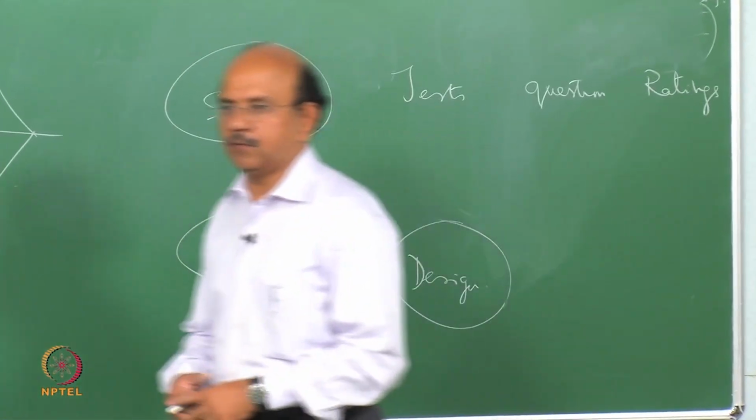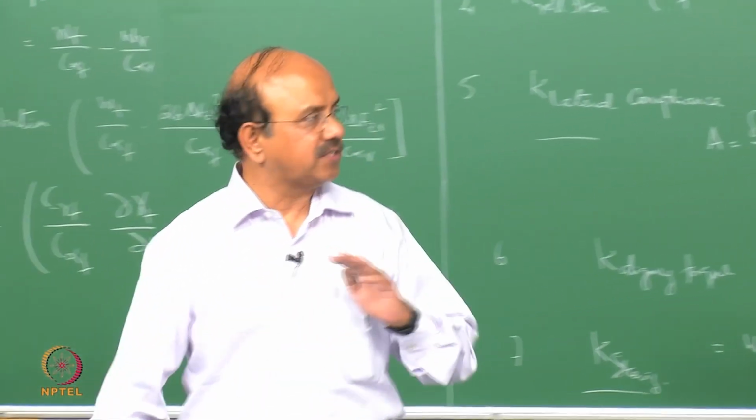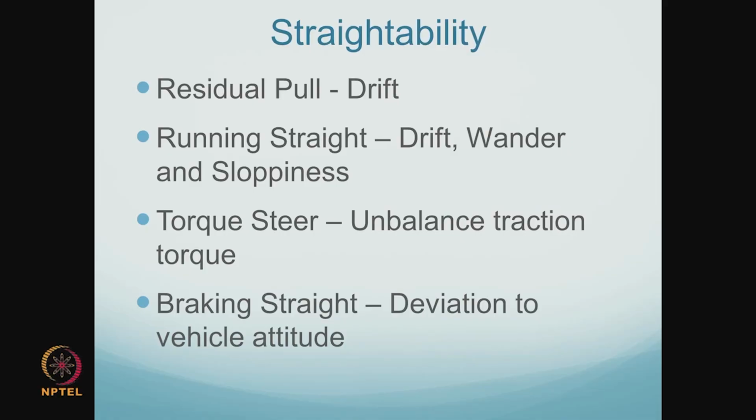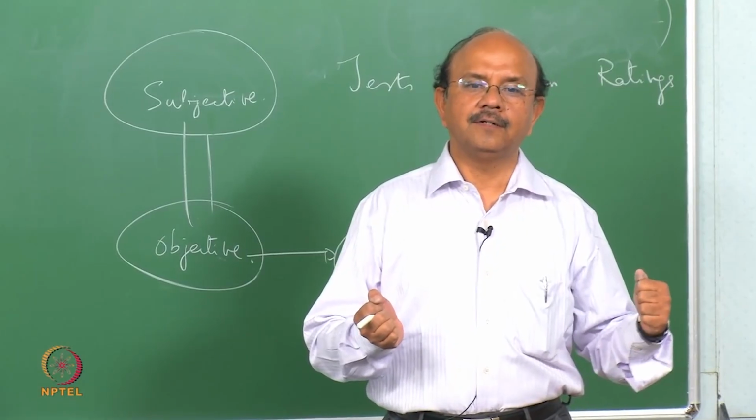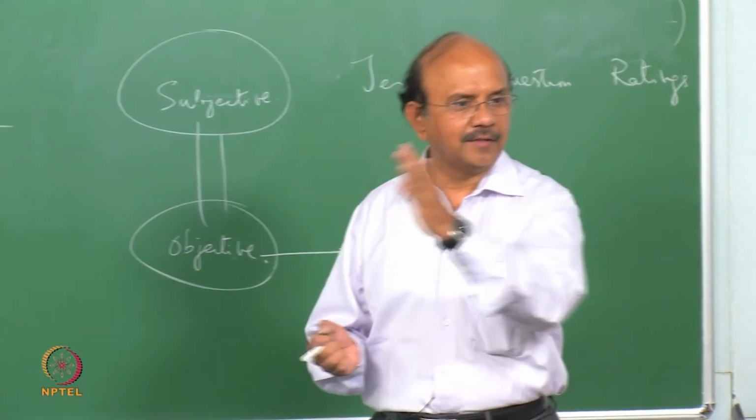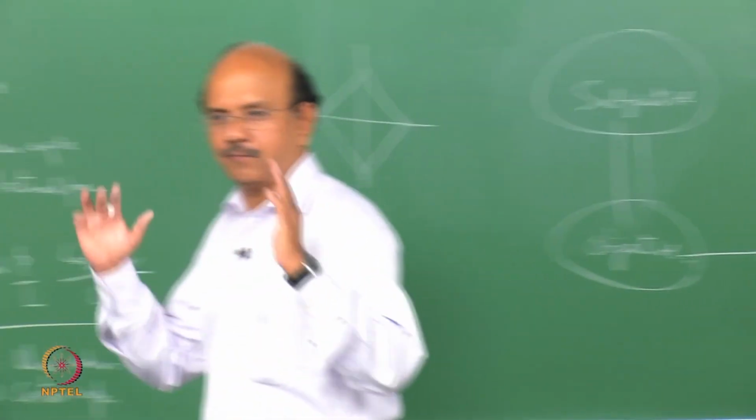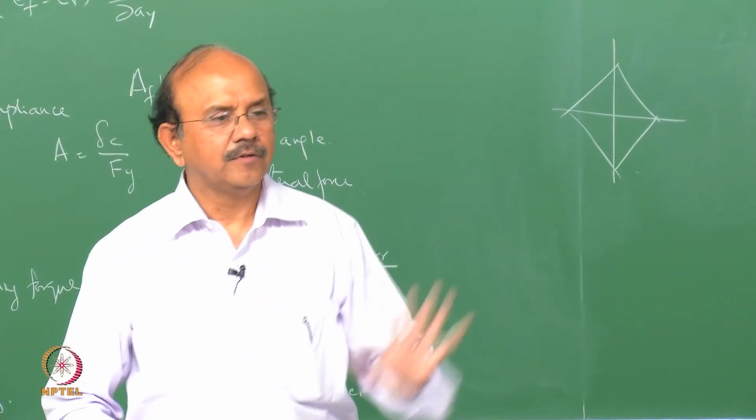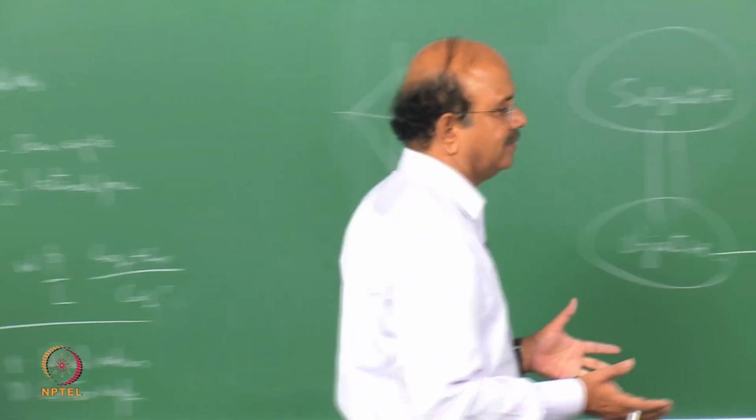So running straight, what is it that you will look at? We have seen all these things. Running straight, the first thing you will see is pull. Remember, we did that long ago and we had put the blame on the tire and we said that the car will drift, the forces are different, conicity, ply steer, right.